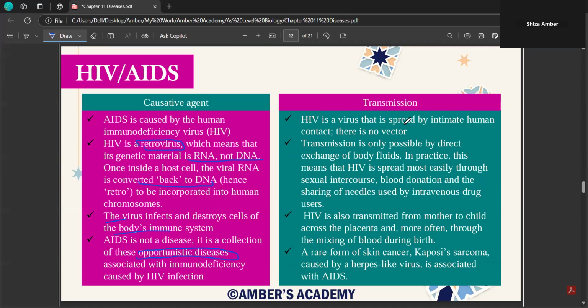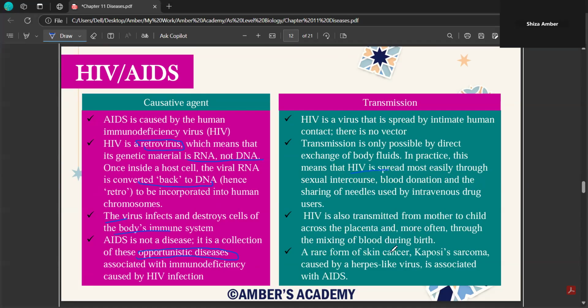HIV is a virus that is spread by intimate human contact. There is no vector. Transmission is only possible by direct exchange of body fluids. In practice, this means that HIV is spread most easily through sexual intercourse, blood donation, and the sharing of needles. HIV is also transmitted from mother to child across the placenta through the mixing of blood during birth.